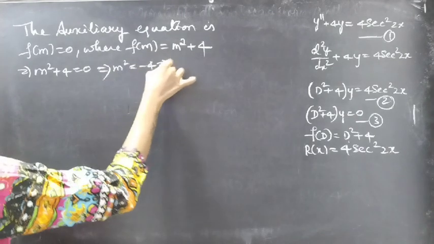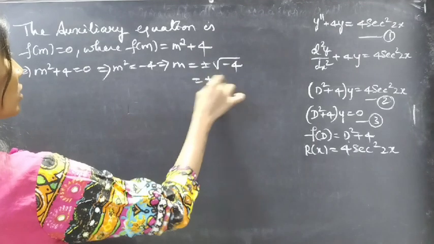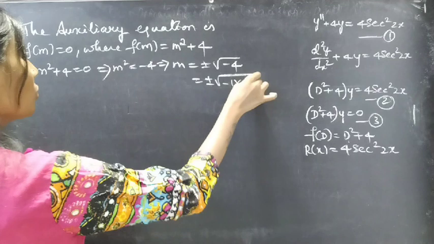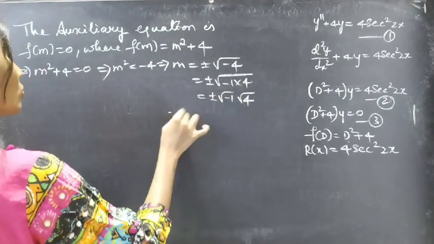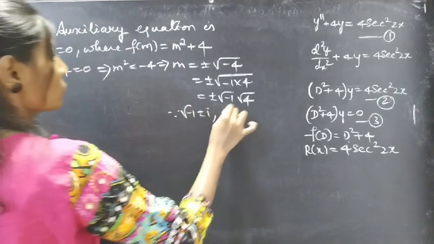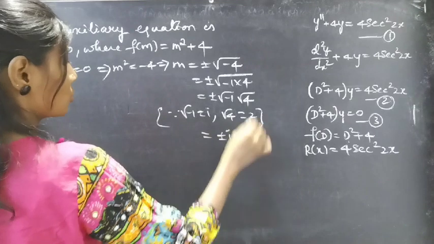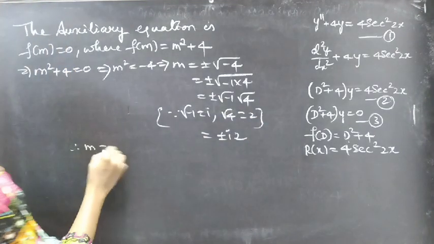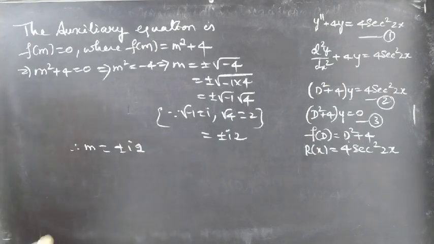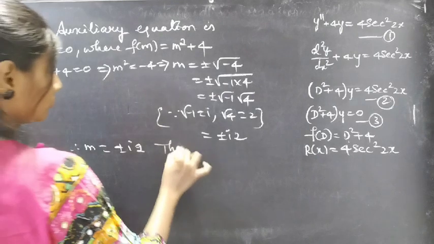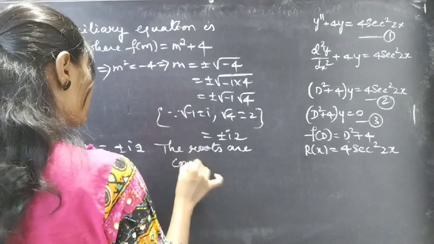We'll get m square equals minus 4, and m equal to plus or minus square root of minus 4. We can write minus 4 as minus 1 into 4, and now split the square root as square root of minus 1 into square root of 4. Since square root of minus 1 is i and square root of 4 is 2, this gives us plus or minus 2i. Therefore, m equal to plus or minus 2i is a pair of complex conjugate roots. The roots are complex conjugate.